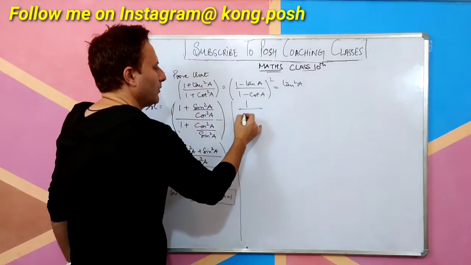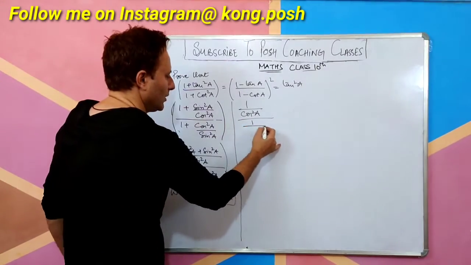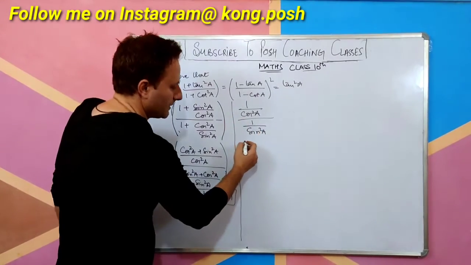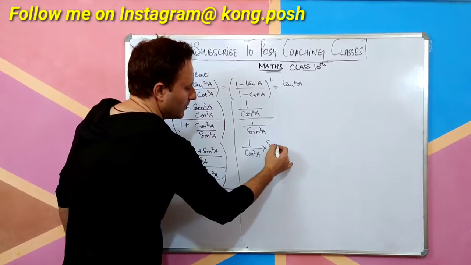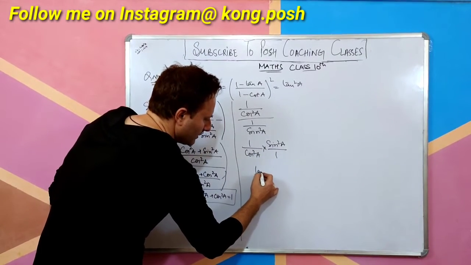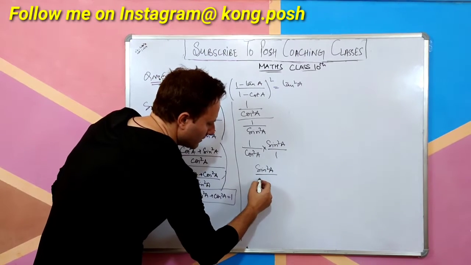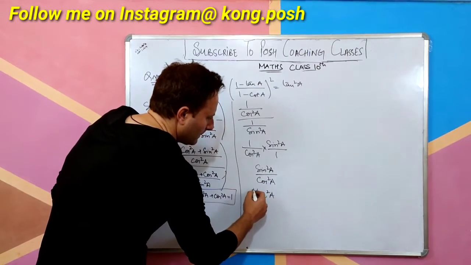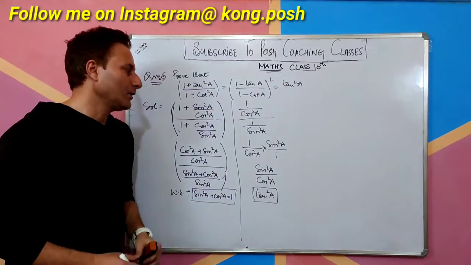So I'll write 1 upon cos square A. Then sine square A plus cos square A, again 1 upon sine square A. Right? Now what does it become? It becomes 1 upon cos square A into, then reciprocating, sine square A upon 1. So it is sine square A upon cos square A, that is sine square A multiplied by 1 upon sine square A, then cos square A, which is equal to tan square A. Right? So this part is equal to this. So till now we are fine.